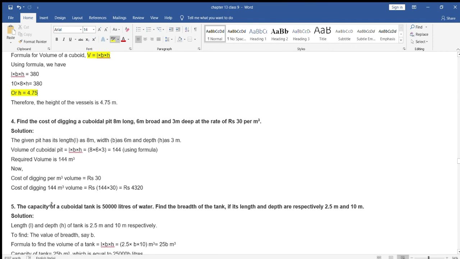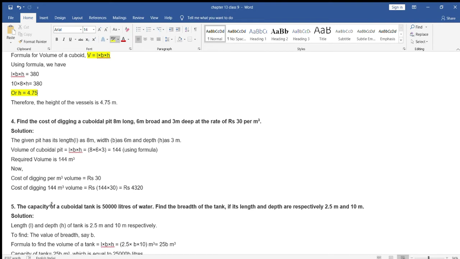Okay, just see question number 4. All are easier ones. Finding volume is quite easier than finding surface area, because here we simply multiply. We know the volume is L into B into H, and we have to multiply it. The calculation in surface area is comparatively tougher than the questions of volume. So you will find this exercise easier to solve. Just see our fourth question.